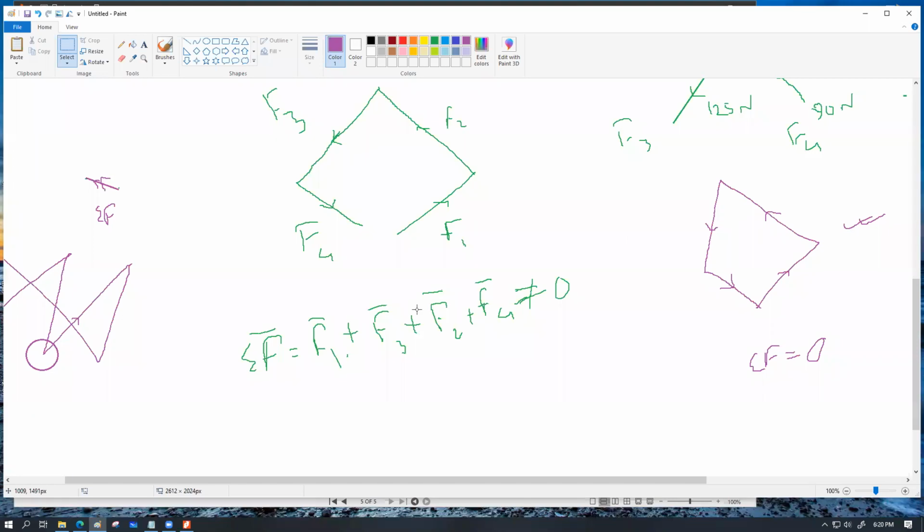Has everyone clearly understood the concept of this polygon rule? Any question? Yes sir. Anyone?